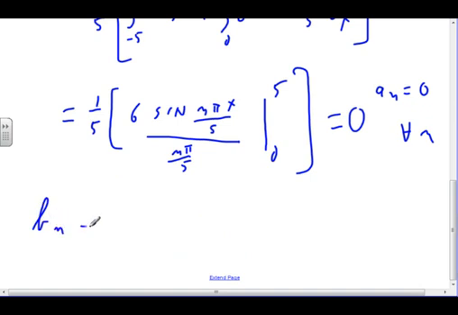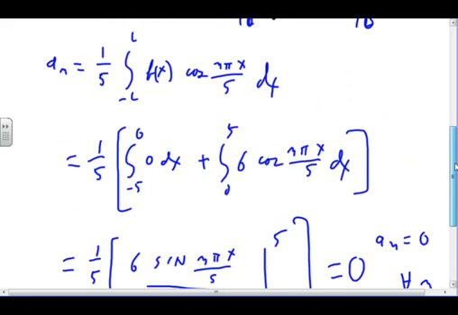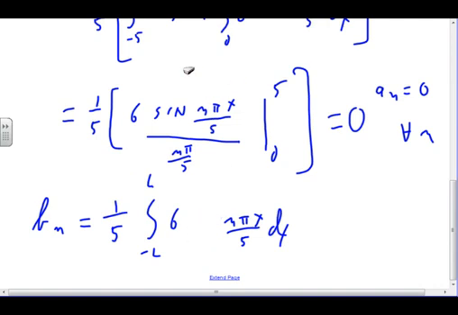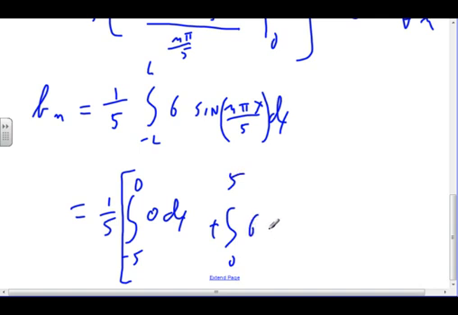And then we'll look for b n. 1 over L, integral minus L to L, 6 cosine n pi x over L, which is 5, dx. Darn. This was cosine. This is sine. All right. So now I'm going to have 1 over 5, integral minus 5 to 5, the 0 of 0, which becomes 0, plus integral 0 to 5 of 6 sine n pi x over 5 dx.